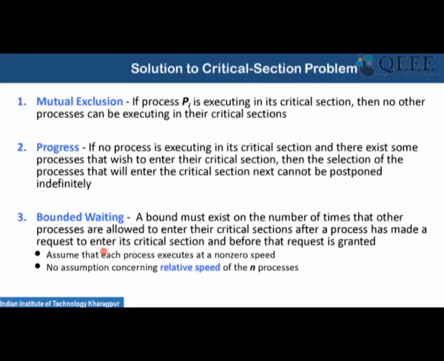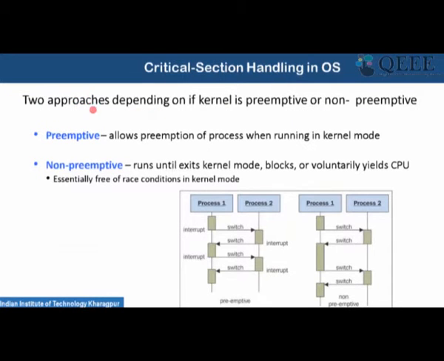So every process in the system should get access to the critical section within some time duration. The time duration to access a critical section should not be infinite. There can be two approaches depending on this critical section handling, again the preemptive and the non-preemptive scenario.